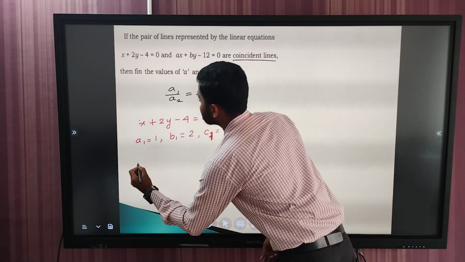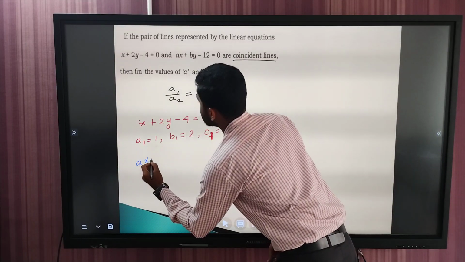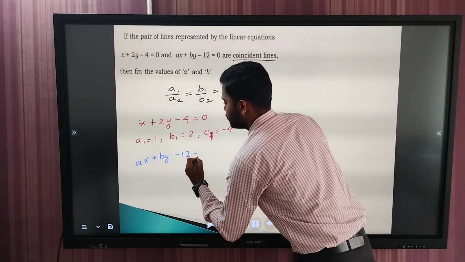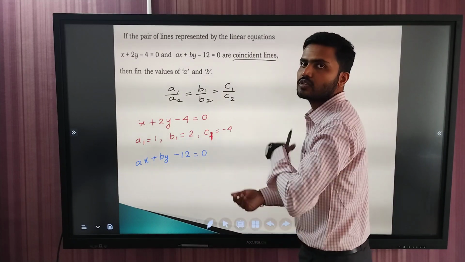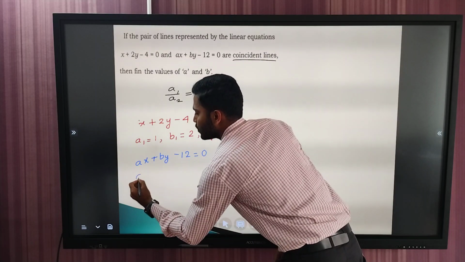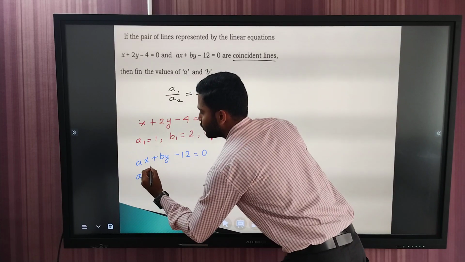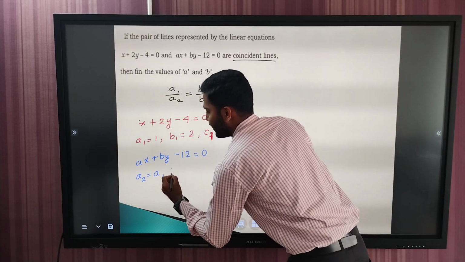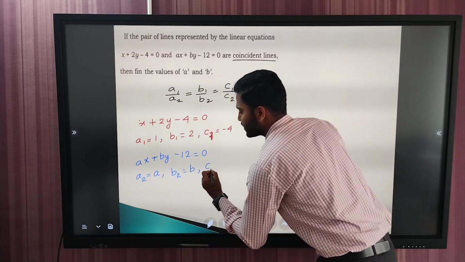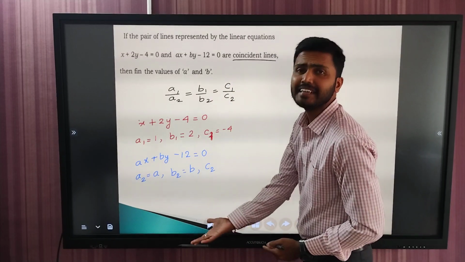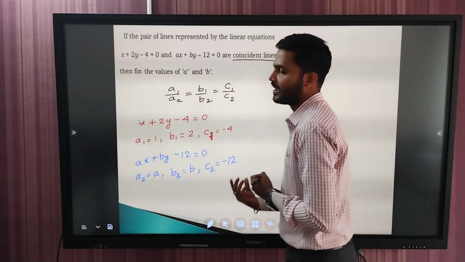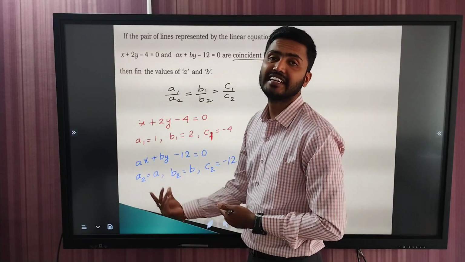So the second equation is ax plus by minus 12 is equal to 0. Let us now write down the values of a2, b2 and c2. What is the value of a2, my dear students? The a2 value is going to be a. What is the value of b2? The b2 value is going to be b. And what is the value of c2? The c2 value is going to be minus 12. Yes, absolutely correct. You have to write the values along with their signs.